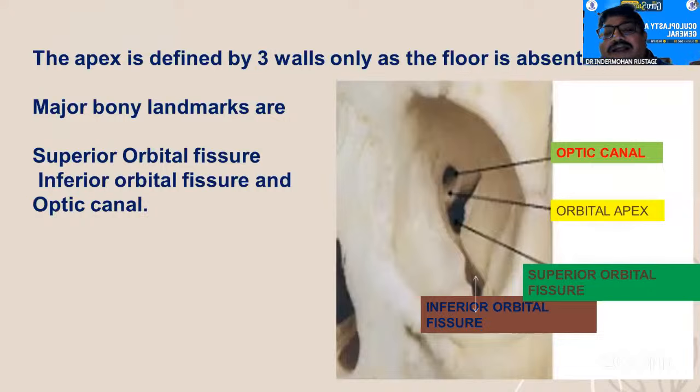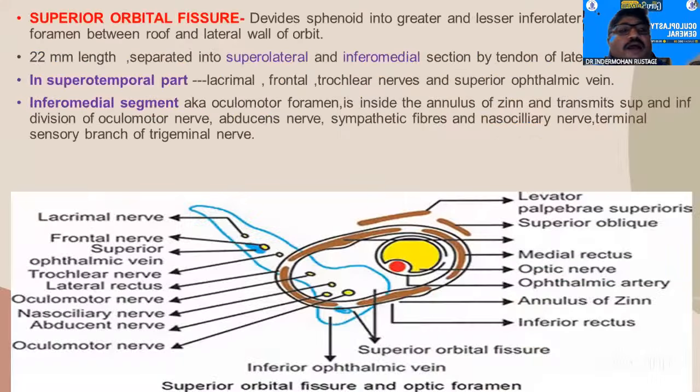Another important thing is that there are 3 major landmarks: the superior orbital fissure, the inferior orbital fissure, and the optic canal. And these are a few important structures. The superior orbital fissure is 22 mm in length, and it is divided into supralateral and inframedial sections. These are the important nerves in this. In the inframedial segment there is the oculomotor foramen, which is surrounded by the annulus of Zinn, and it has the oculomotor nerve, abducens nerve, sympathetic fibers, nasociliary nerve, and the terminal branch of the trigeminal nerve.